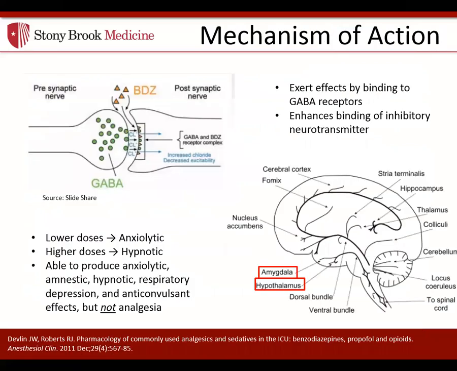Benzodiazepines mainly bind to GABA receptors and modulate that specific neurotransmitter. At lower doses, they have an anxiolytic effect by inhibiting the activation of the amygdala, and at higher doses, they're able to promote sleep by binding to a region in the hypothalamus that causes sedation. So they're able to produce anxiolytic, amnestic, hypnotic, respiratory depression, especially when used concomitantly with an opioid, anticonvulsant effect, but no analgesia.